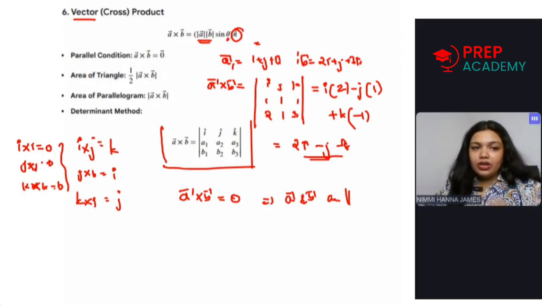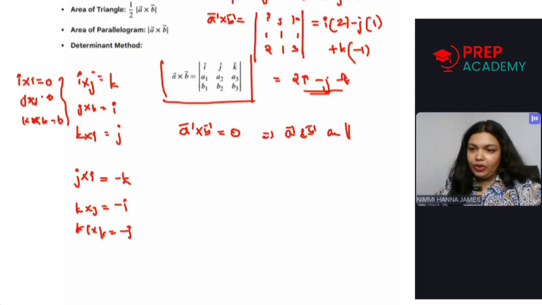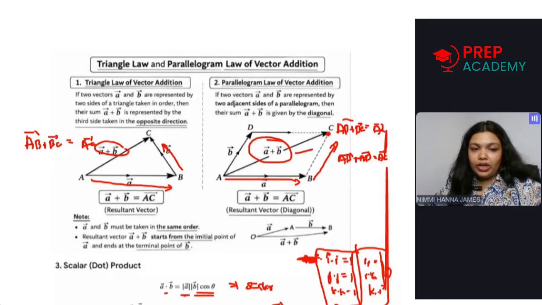And if we reverse the order, i cross j is k, that doesn't mean j cross i is k, the order is reversed. Okay, j cross i is equal to minus k. Okay, k cross j is equal to minus i, and i cross k is equal to minus j. Okay, so if this is how it is, then k i j is there, and if the order is reversed, a minus sign will be added.